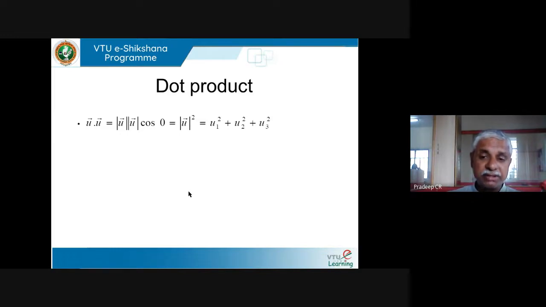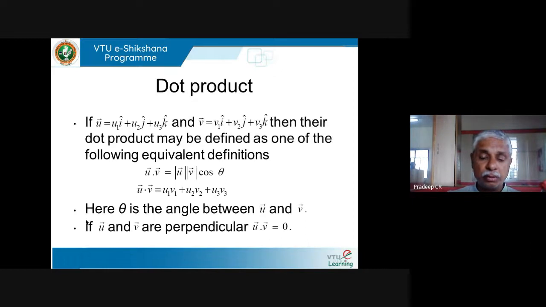What you must see is u dot u. What is u dot u? I told you the dot product is between two vectors, u and v. I never said v should not be equal to u. If v equals u, what happens? In the definition, u dot u is mod u into mod u into cos theta. Theta means the angle between u and u only. The angle between u and u is 0. Cos 0 is 1. So u dot u will be just mod u into mod u, which is mod u square.